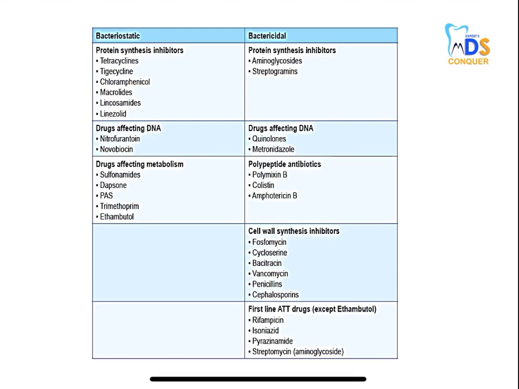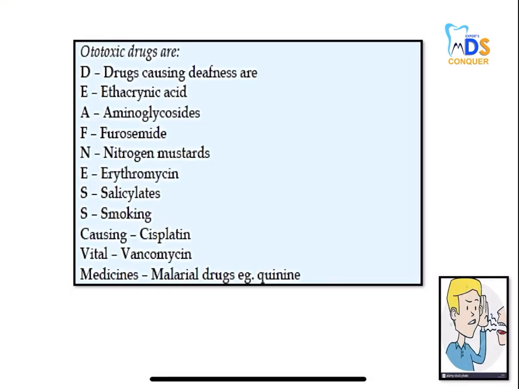And what are the bacteriostatic and what are the bactericidal drugs, based on the mechanism, is pretty clearly given here. Just have a look and try to grab it. Then, what are the various ototoxic drugs? DEAFNESS is the mnemonic for that. Drugs causing deafness include ethacrynic acid, aminoglycosides, furosemide, which is a diuretic, nitrogen mustards, erythromycin, salicylate, and smoking. Just have a look.